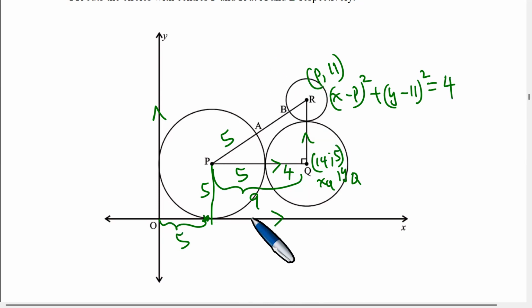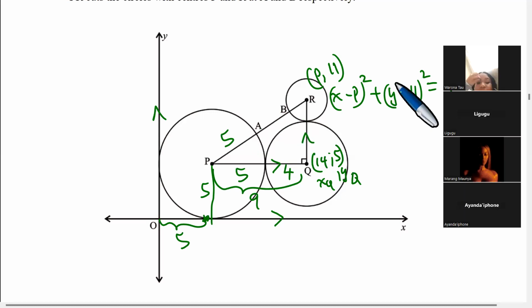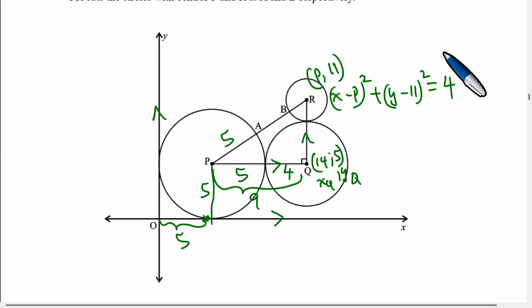So, I want to find the length of AB. I want to find this one. How do we find the length of AB? Well, we already know some of these, like you already know the length here. What is the length here? If you want to find the length of AB, what is PR? What are the coordinates of P?